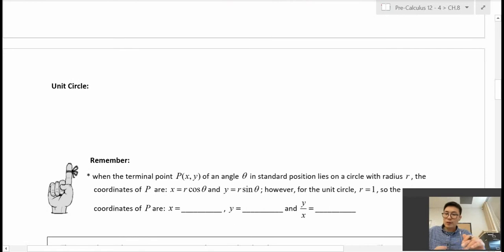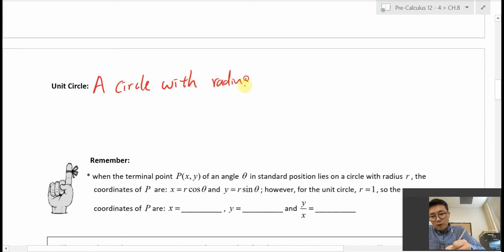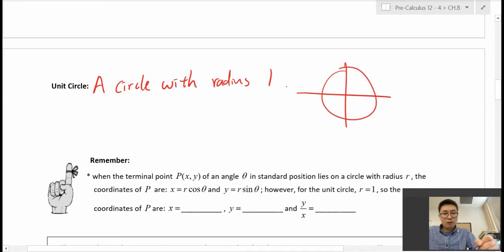Unit circle, this is something new. Unit circle is actually quite easy to define. It's simply a circle with radius 1. So basically like this. Not a very good circle, that's okay. 1, 1, negative 1, negative 1. It's not really better. Anyways, that's good enough. The right hand side was pretty good actually.